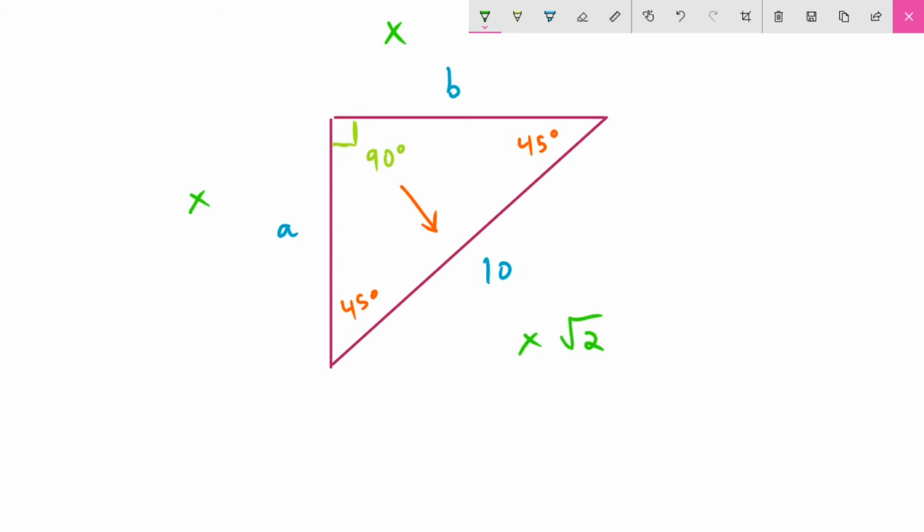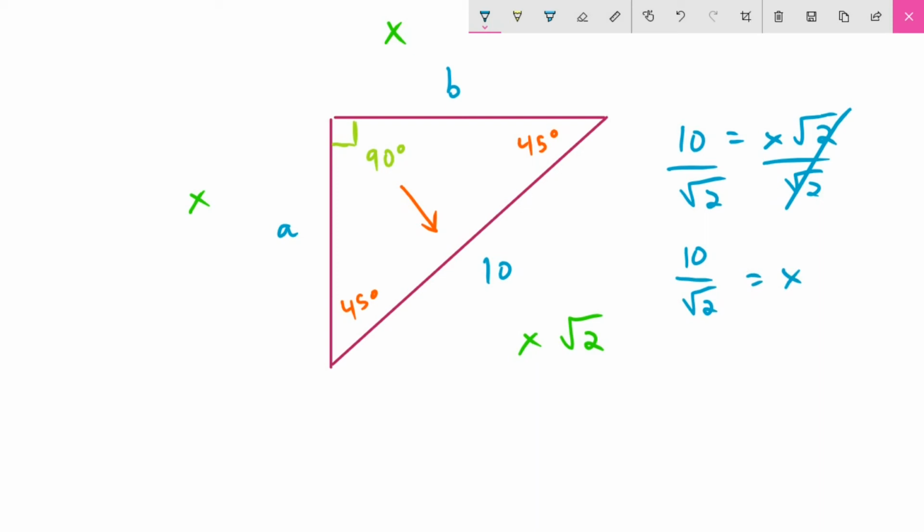Well, if 10 is X square roots of 2, let's write an equation to solve for X. Remember, 10 equals X square roots of 2, because the side length on the hypotenuse is always X square roots of 2. This will help me find X. If I want to get the X alone, what do I need to do? I need to divide both sides by the square root of 2. That will cancel the square root of 2 on this side. So then it leaves me with 10 over square root of 2 equals X.